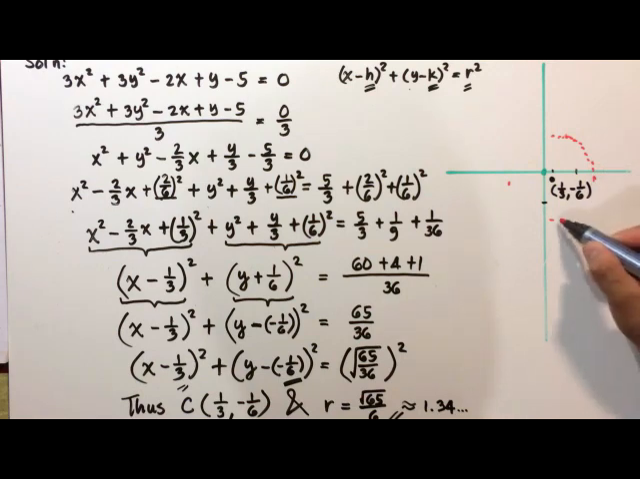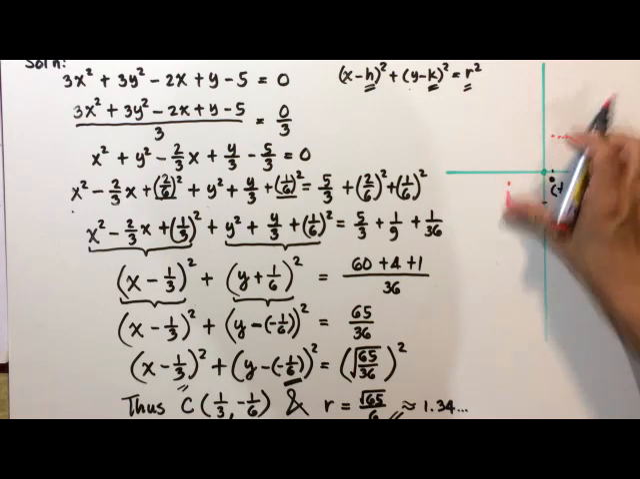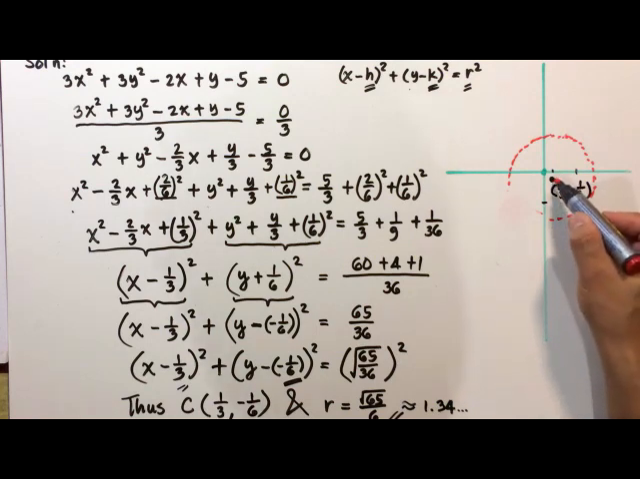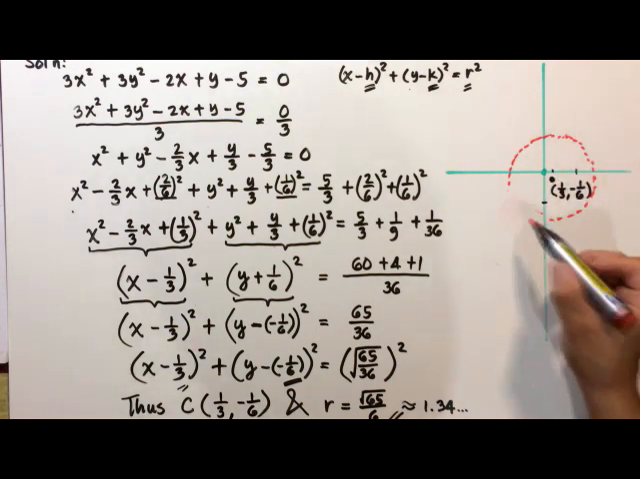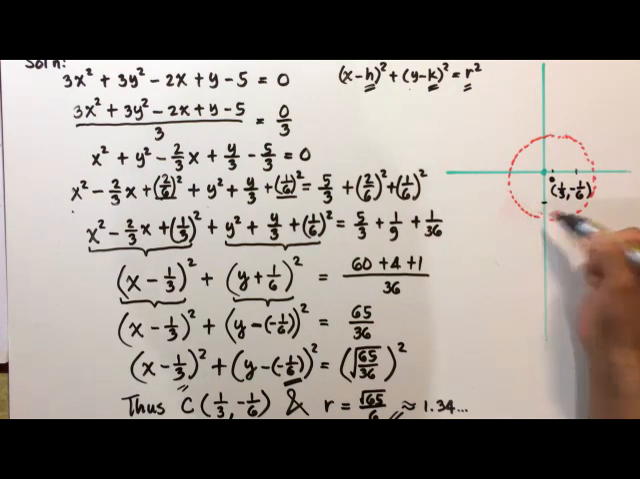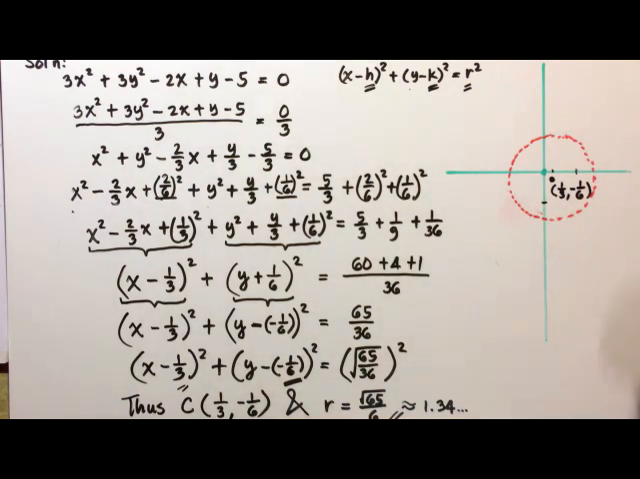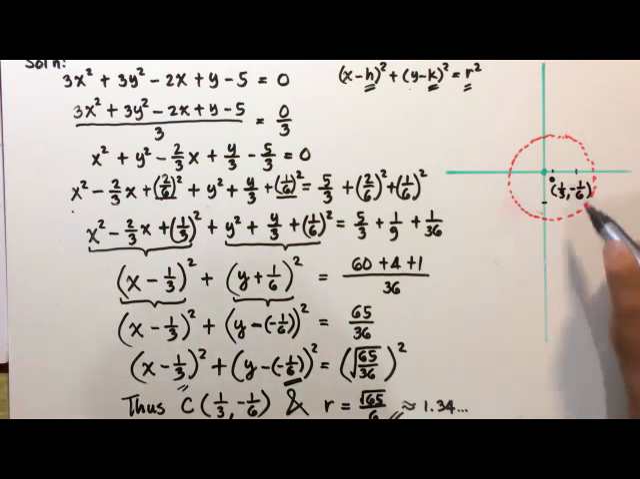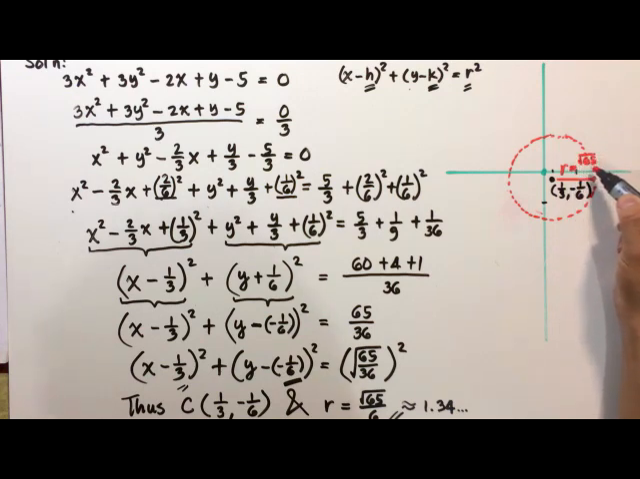So let's just make an approximate drawing of the circle. But you can do this using a compass. Just place it here, get the length of the radius, and then you can draw using your compass. So that's the graph of the circle having a center at 1/3, negative 1/6, and it has a radius of the square root of 65 over 6. That's it.